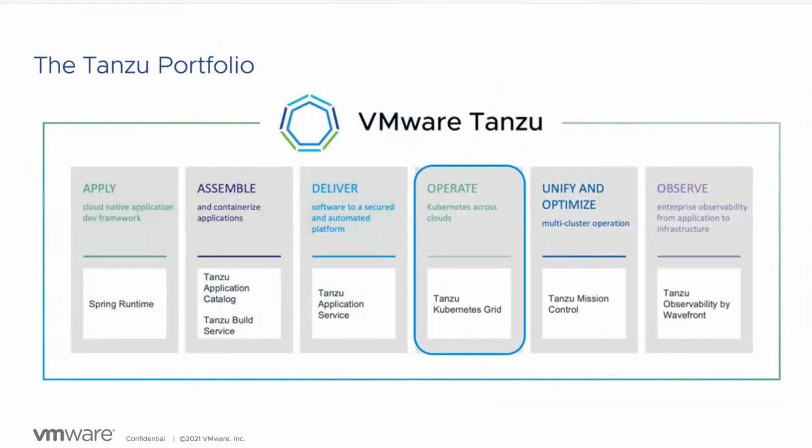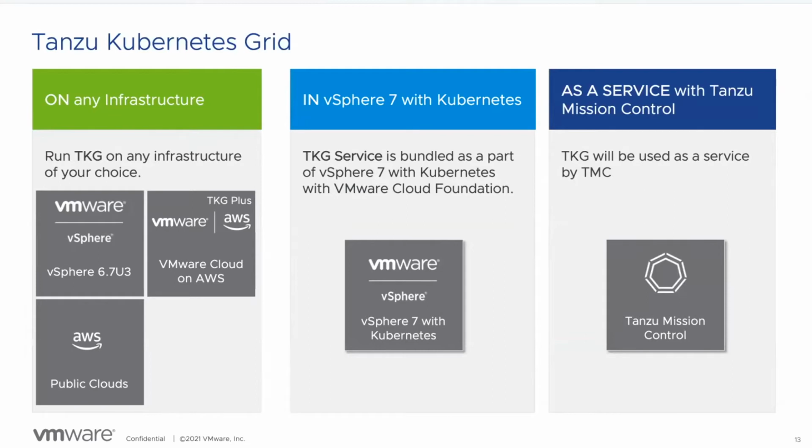Again, looking at our Tanzu portfolio, you can see the different pieces of the Tanzu portfolio. In this lab today, we'll be focusing on Tanzu Kubernetes Grid. Tanzu Kubernetes Grid can be deployed multiple ways. You can deploy it on any infrastructure. So in this lab, we'll be running TKG on vSphere 6.7 U3, but you could also deploy TKG on a number of public clouds such as AWS, as well as our VMware Cloud on AWS offering. It's also available bundled within the hypervisor in what we refer to as vSphere 7 with Kubernetes. With vSphere 7 with Kubernetes, TKG is bundled into the ESXi hypervisor and managed through vCenter. And then lastly, TKG can be used as a service by Tanzu Mission Control.